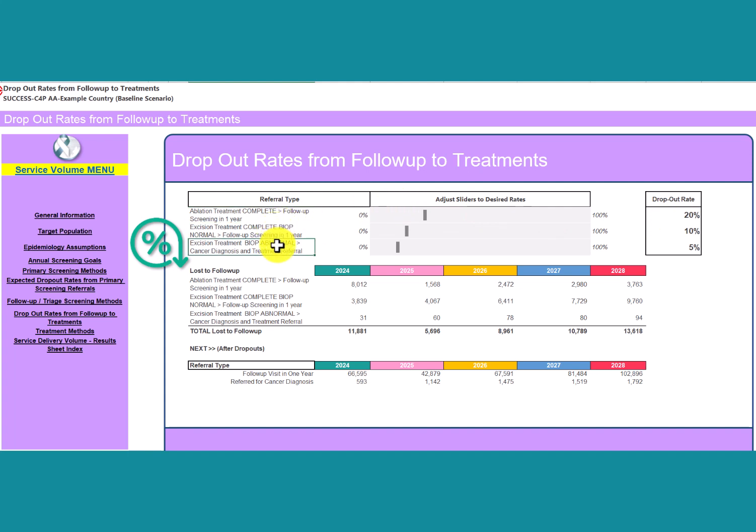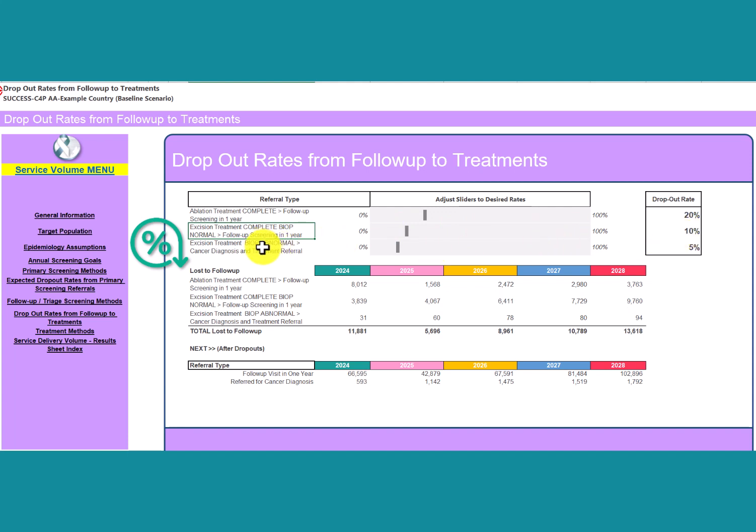For excision treatment, there's two possible outcomes. The first one is that you have a completed biopsy and histopathology, and that shows that there's no need to send someone forward for cancer diagnosis and treatment referral. Still, you would have them coming back for a follow-up screening in 1 year, and here you could have a dropout rate set as well according to how you adjust your sliders. Now here I'm going to set it for 10%.